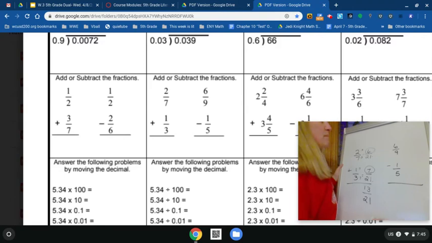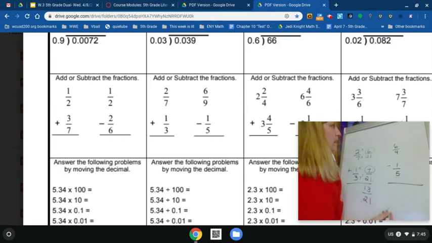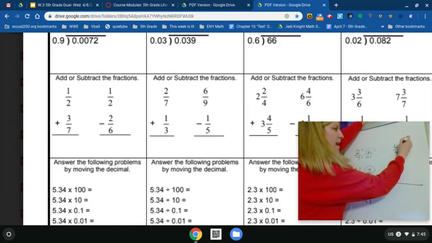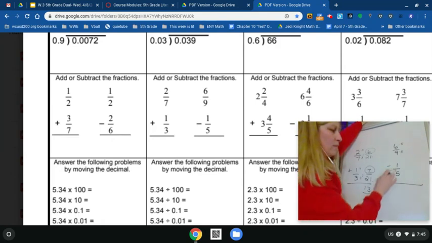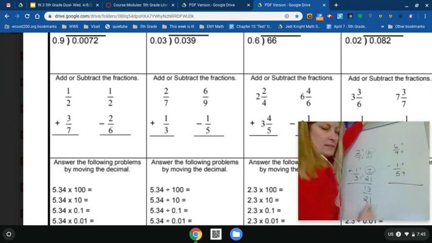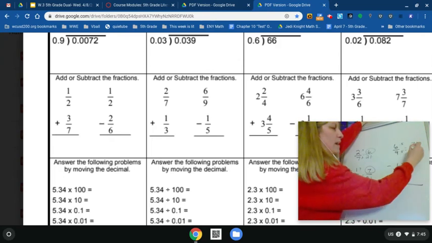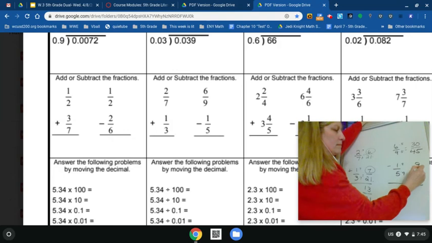For 6/9 minus 1/5, let's do that strategy of multiplying by whatever the opposite denominator is. For 6/9, I'm going to multiply it by 5/5. And for the 1/5, I'm going to multiply it by 9/9. All right. 6 times 5 is 30, and 9 times 5 is 45. And over here, 1 times 9 is 9, and 5 times 9 is also 45.